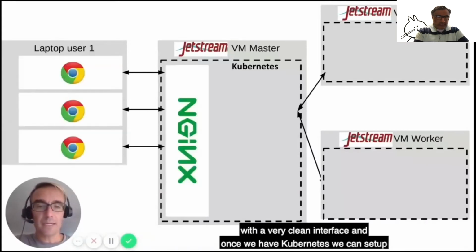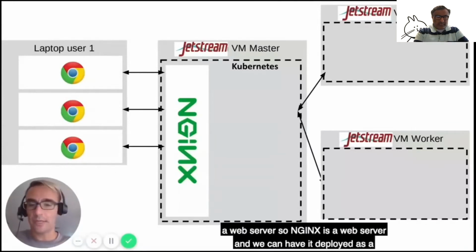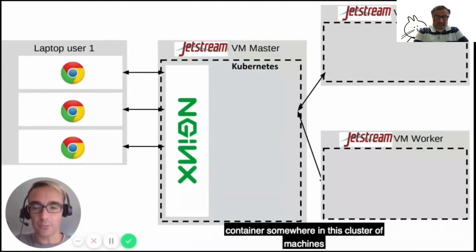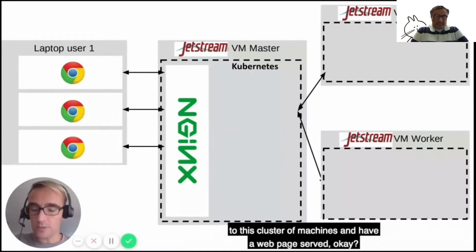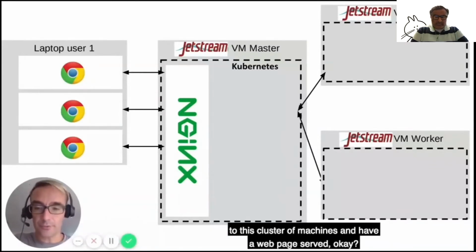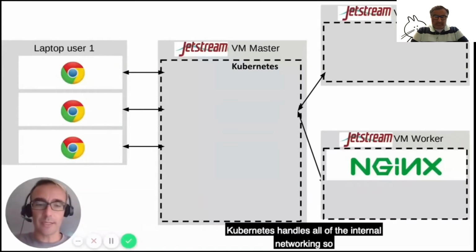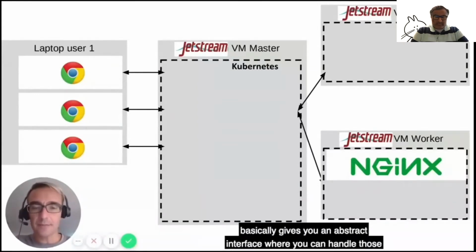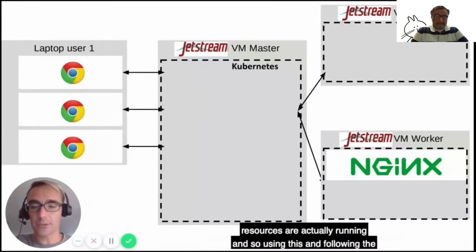And once we have Kubernetes, we can set up services to run on it. For example, if we want to have a web server, NGINX is a web server, and we can have it deployed as a container somewhere in this cluster of machines. Then a user can connect with their browser to this cluster of machines and have a web page served. This same container could run on a different machine, and Kubernetes handles all of the internal networking. So basically it gives you an abstract interface where you can handle those resources without having to worry where those resources are actually running.